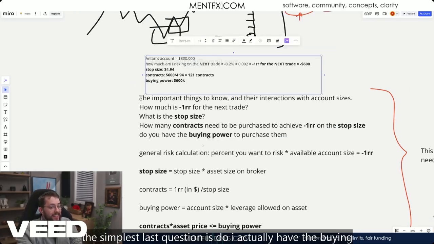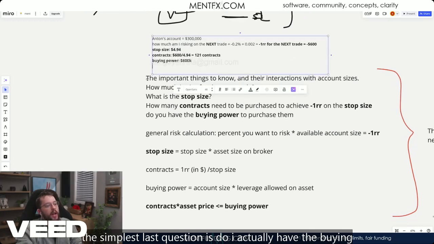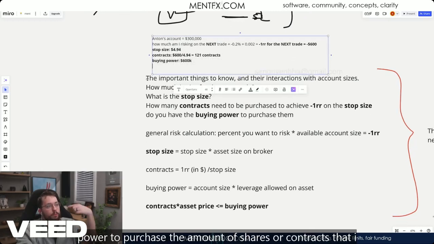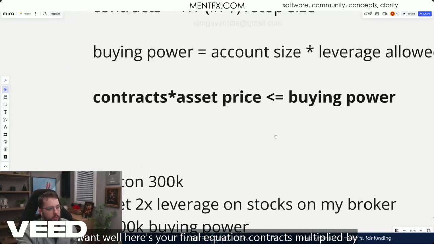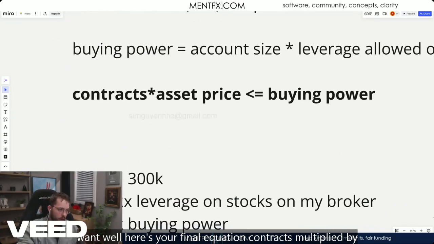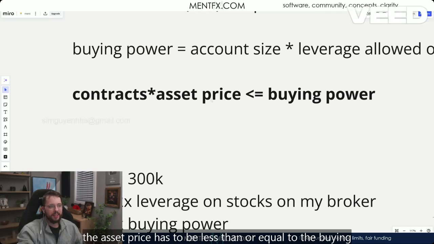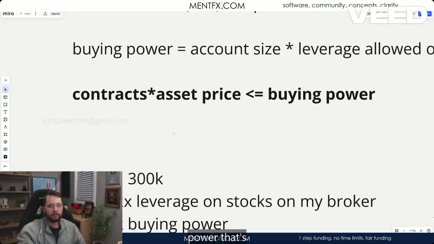And the simplest last question is, do I actually have the buying power to purchase the amount of shares or contracts that I want? Well, here's your final equation. Contracts multiplied by the asset price has to be less than or equal to the buying power.